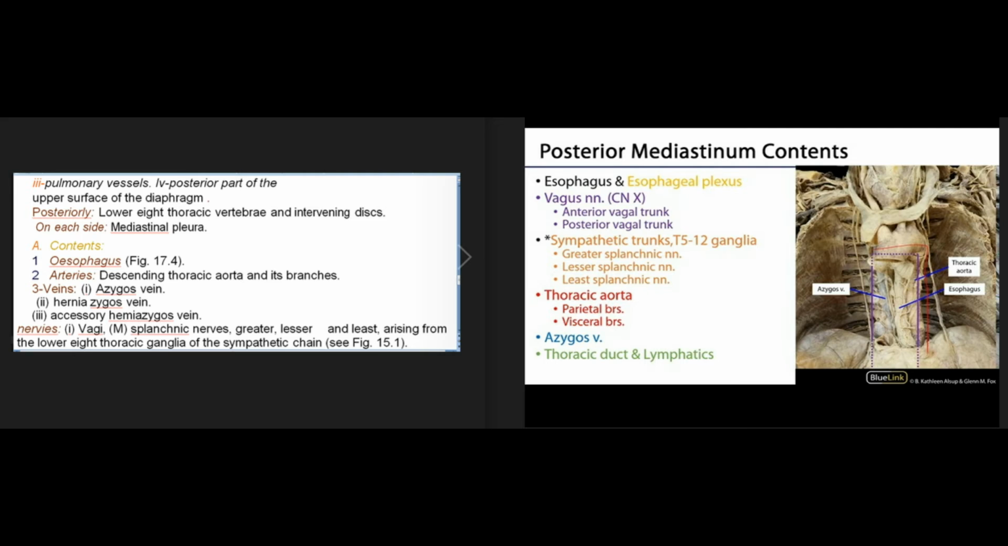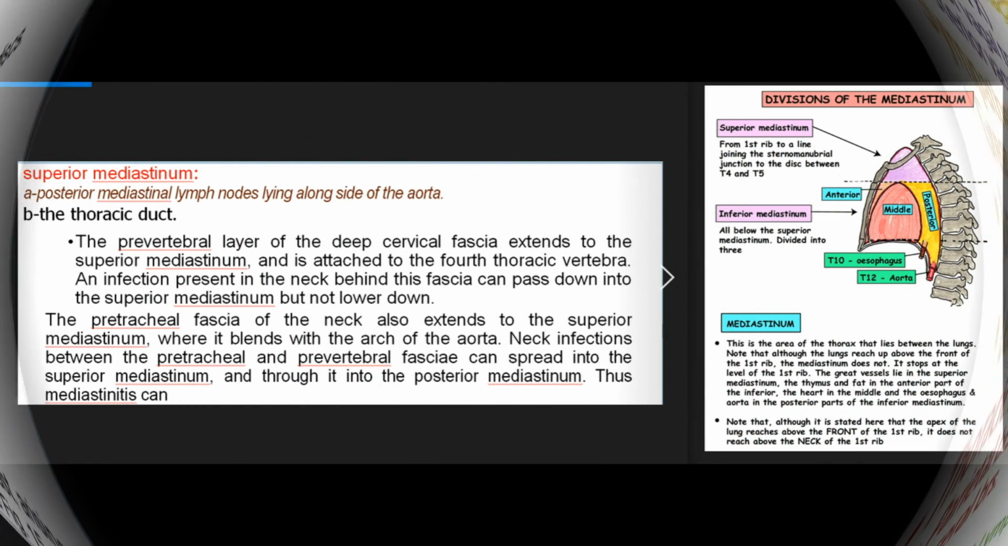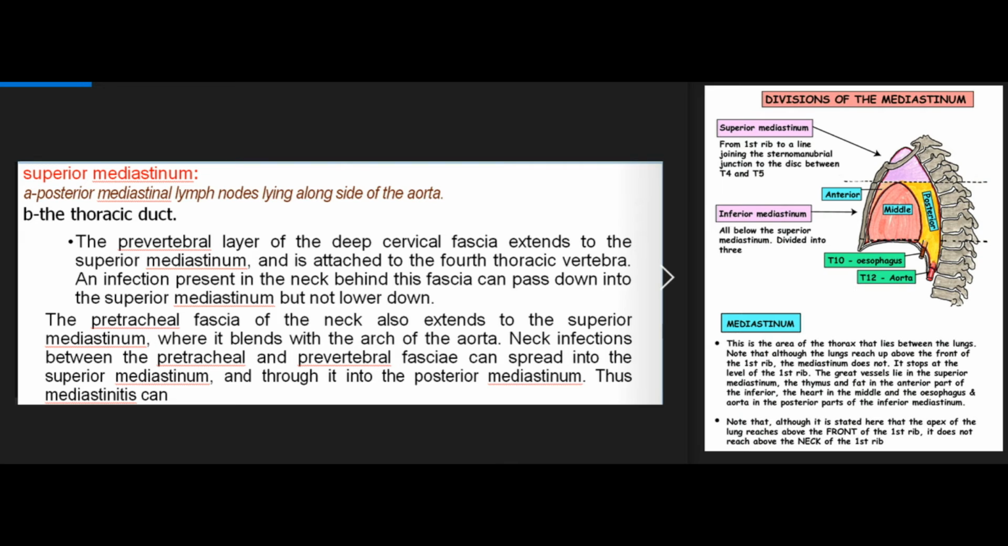Nerves: 1. vagi; 2. splanchnic nerves, greater, lesser and least, arising from the lower 8 thoracic ganglia of the sympathetic chain, see Fig 15.1. 5. Posterior mediastinal lymph nodes lying alongside of the aorta. 6. The thoracic duct. The prevertebral layer of the deep cervical fascia extends to the superior mediastinum, and is attached to the 4th thoracic vertebra.